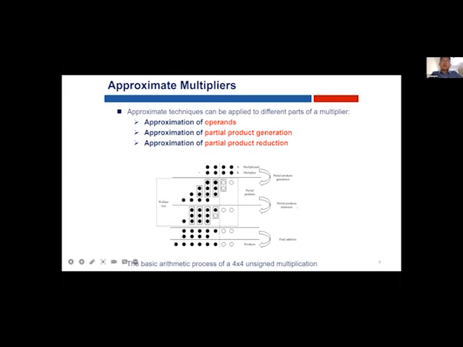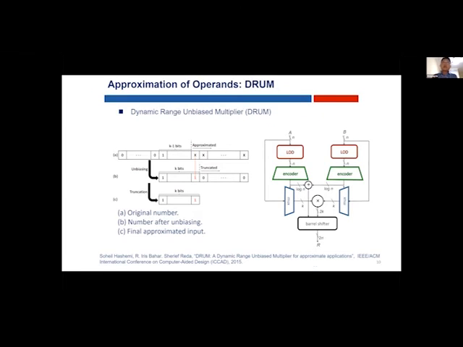So in the first approach, we change the original operands. For example, take this dynamic range unbiased multiplier, named DRUM. For the operands, we first find the leading one, using leading one detection. And then we keep the following k bits and truncate the least significant bits. In this way, we can just use a smaller multiplier to perform a larger size multiplication.